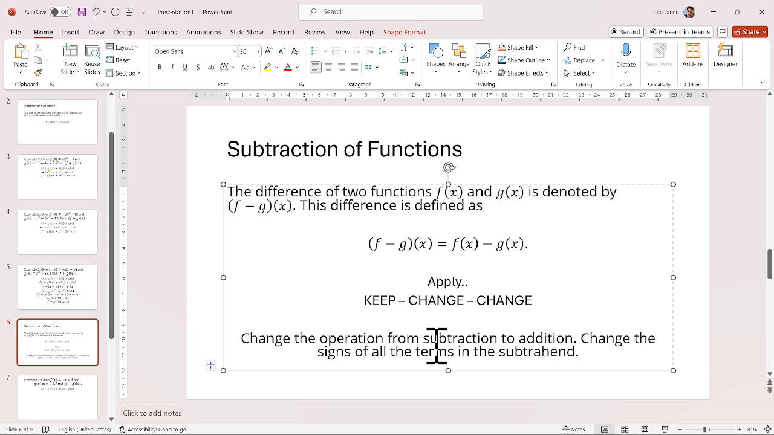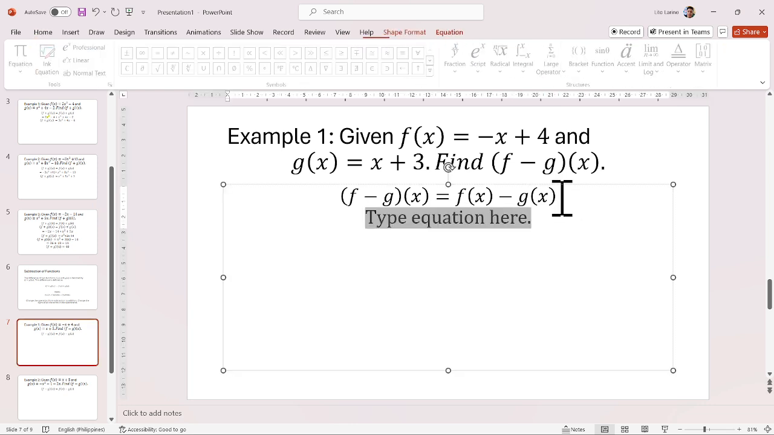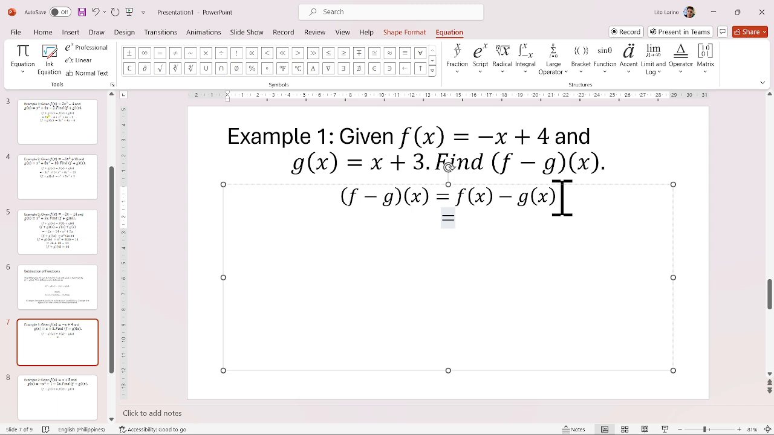To better understand this, let us have example 1. Example 1, given f of x is equal to negative x plus 4 and g of x is equal to x plus 3, find f minus g of x. Again, f minus g of x is equal to f of x minus g of x. Let's do this. We have equals, what is f of x again? That is negative x plus 4 minus. In this case, we will enclose our subtrahend or our g of x in the parentheses. Okay? We have x plus 3 as the g of x.